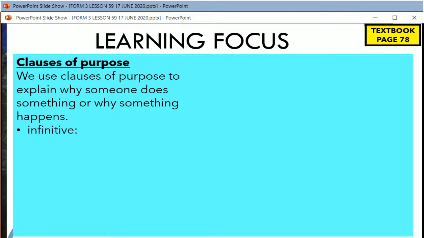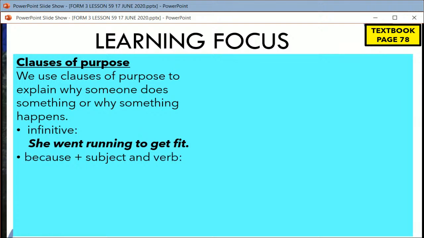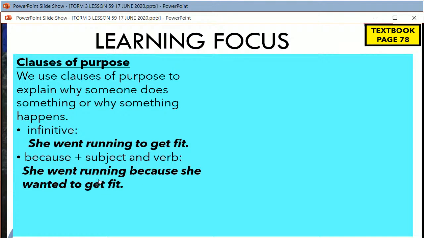So you have the infinitive. Infinitive means you have the word to, right? So she went running to get fit. So the clause of purpose, the purpose is she wants to get fit. That's why she's running, right? Or you have because plus subject and verb, like she went running because she wanted to get fit. It's the same idea, different way of writing. So you can use infinitive to explain why, or you can use because to explain why.